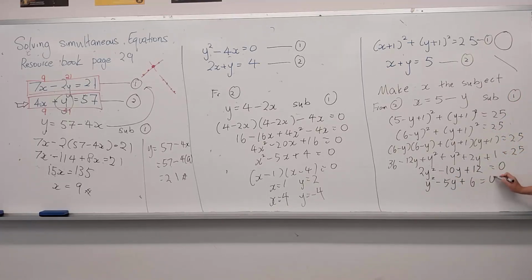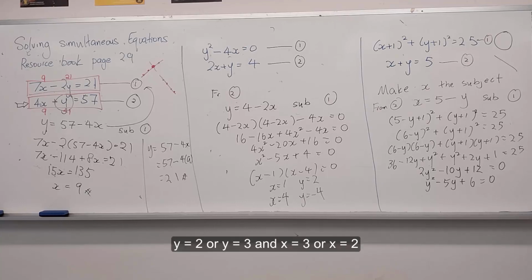And now we can actually factorize simply. One will be 2 and one will be 3. And therefore y equals to 2 or y equals to 3. And when we sub it in, we will know that x equals to 3 or x equals to 2.